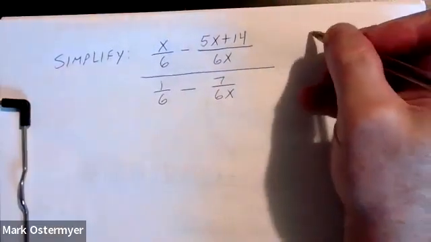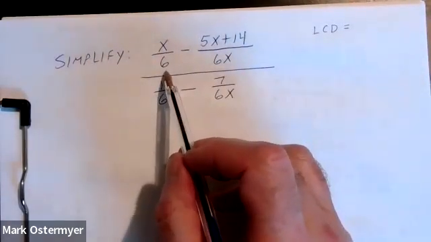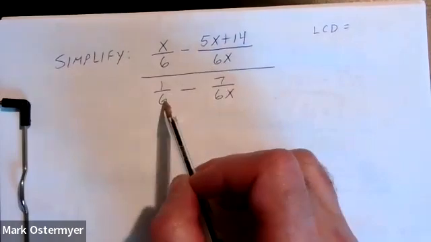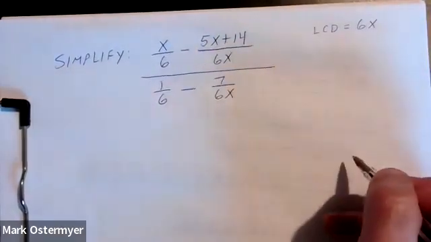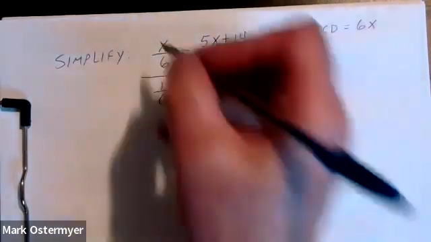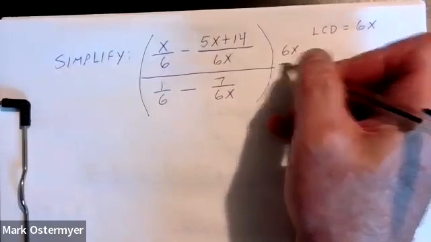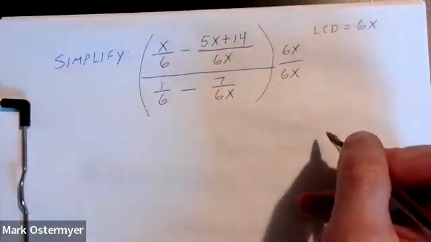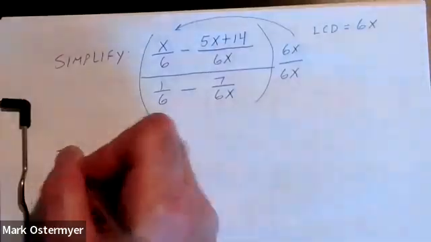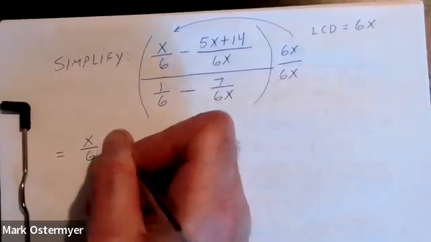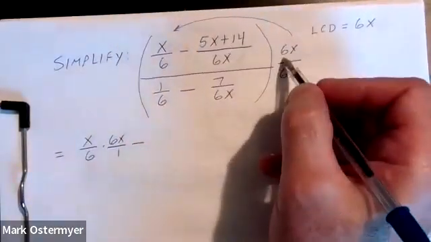To do so, the most efficient way is to determine the least common denominator of all your denominators. So the least common denominator of 6, 6x, 6, and 6x is going to be 6x. Now what I'm going to do is multiply the top and bottom of this entire complex fraction by the least common denominator, 6x. This 6x here is going to multiply into both these fractions here. So I'm going to have x over 6 times 6x over 1 minus this fraction times 6x.